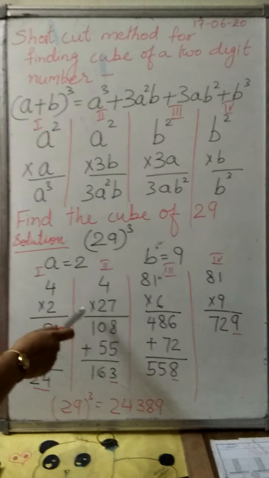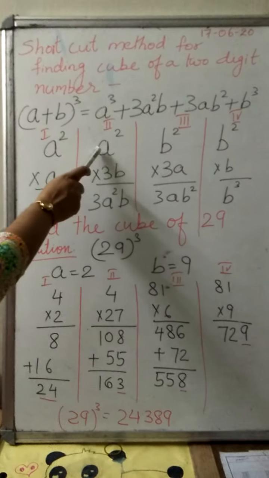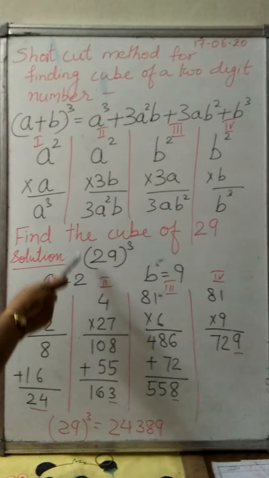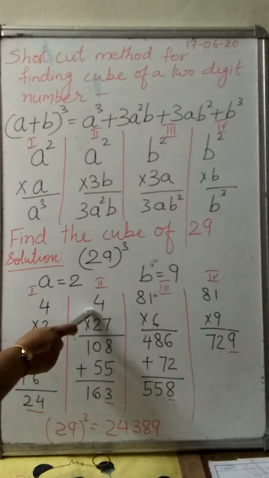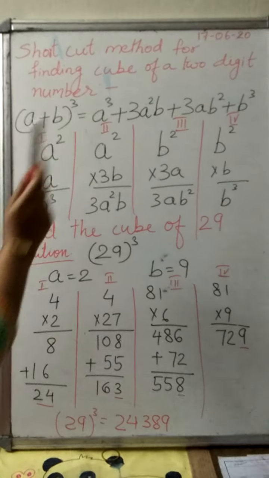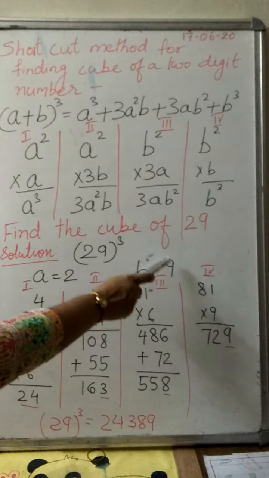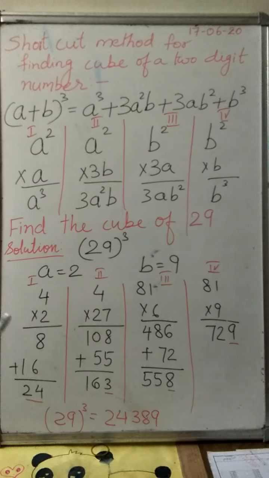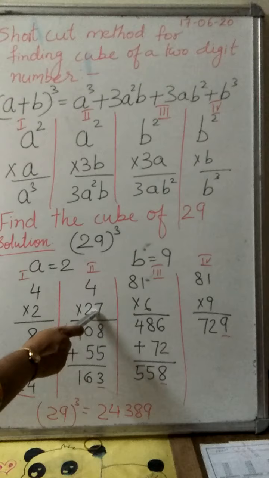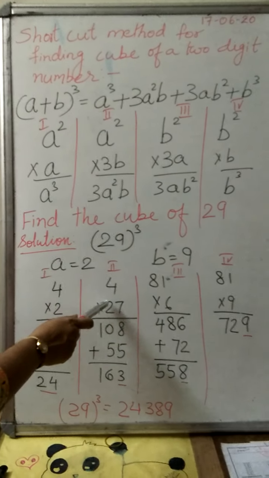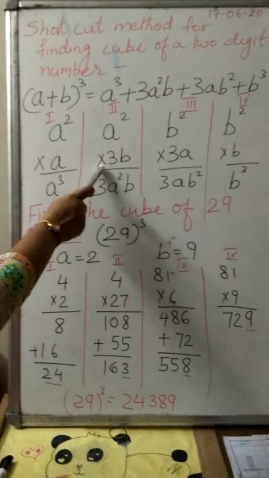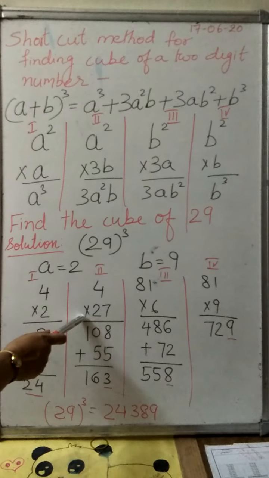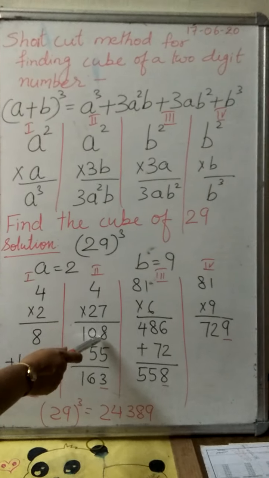Now come to column number 2. In column number 2, a square is there. The value of a is 2. What is the square of 2? 4. So here 4 is written, into 3b. Value of b is 9. You have to multiply 9 by 3. So 9 3s are 27. Again multiply 4 into 27. As it is multiplied here, same process is carried out here also. So 4 into 27, that is 108.